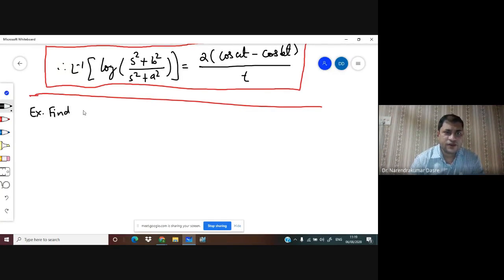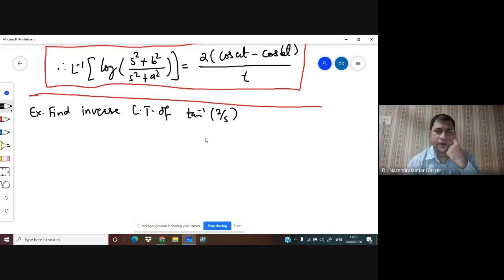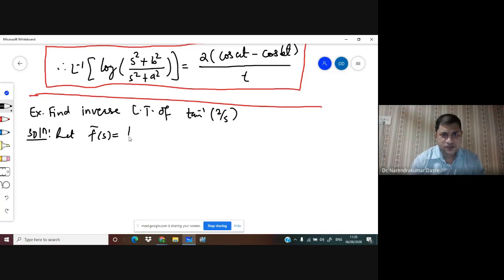Okay, we can have: find the inverse Laplace transform of tan inverse of 2 by s. So this is what we have. We go with the solution. Let f bar of s be equal to tan inverse of 2 by s. We have to be careful. We want to find the inverse of this.